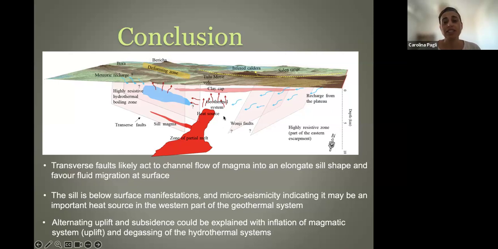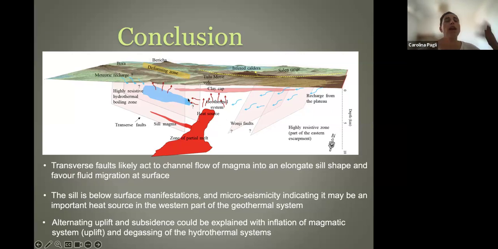So the conclusion is that we have a seal that's deforming, and that's the first time it was really observed. And it's important because it shows that even the western part of the system can have a heat source, possibly of interest also for the geothermal exploitation.